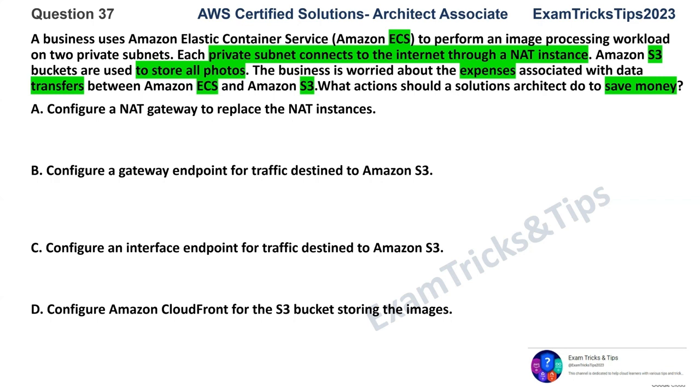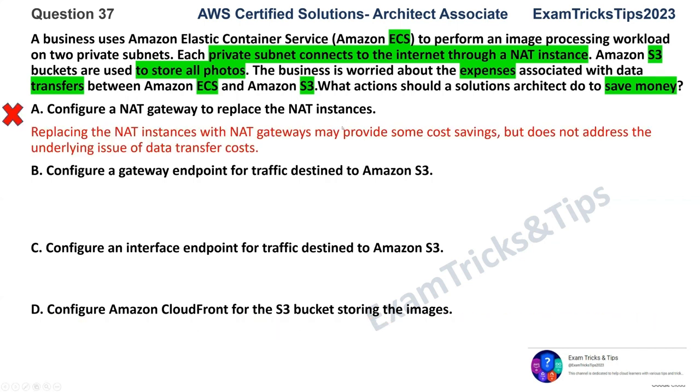The first option says configure a NAT gateway to replace the NAT instance. Now, replacing a NAT instance with a NAT gateway may provide some cost savings, but does not address the underlying issue of data transfer cost. What we are trying to solve is the data transfer between ECS and S3. We want to make it optimum from a cost perspective. So this is an incorrect option. Let's cross that out.